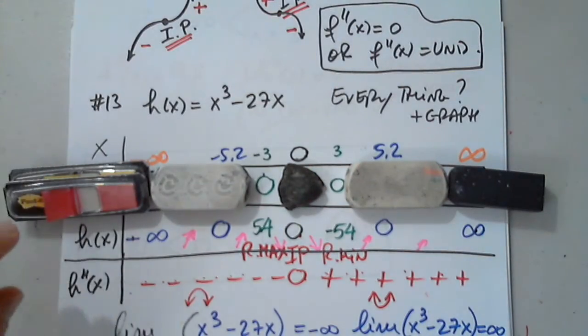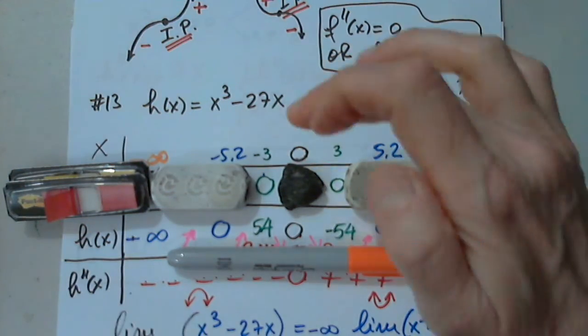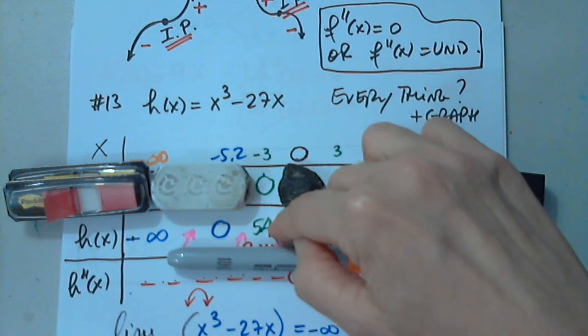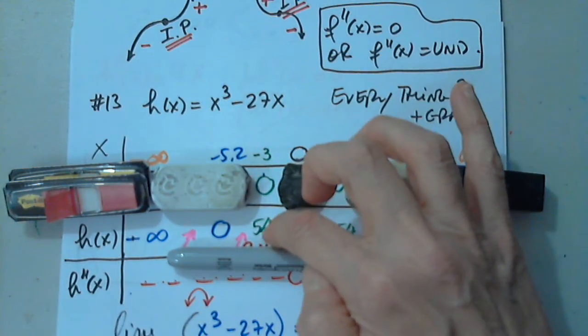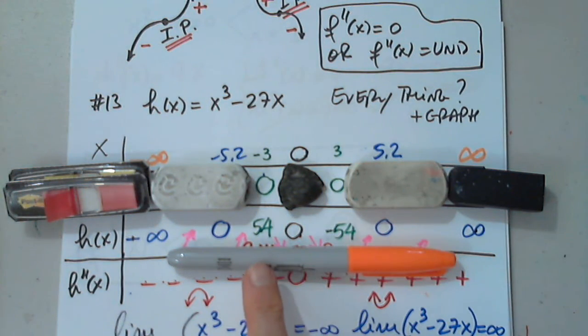And let's also say that at this point, we want to identify what type of point is (-3, 54). Keeping in mind that this is the shape of the graph, looking at the second derivative, what can (-3, 54) be? What type of point?